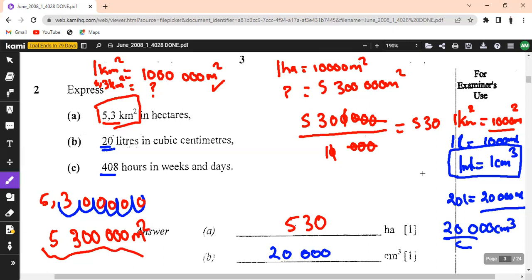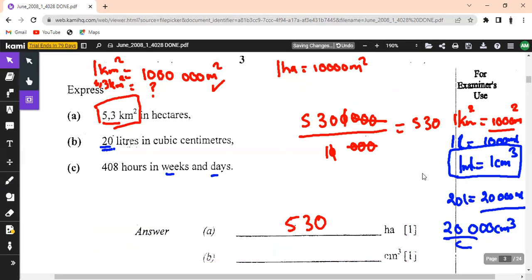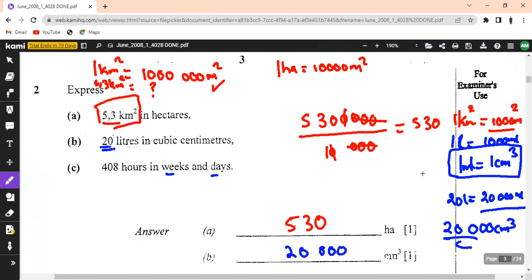All right, 408 hours in weeks and days. Take note, this is in weeks and days. So what are you going to have at the end? We can play around with this conversion. Okay, I'm just going to remove everything here. All right, so we are going to play around with the conversion that we are given. Remember the issue of weeks and also the days. Okay, so let's start with the days first. We are given 408 hours. So this is the conversion that we are going to start with.